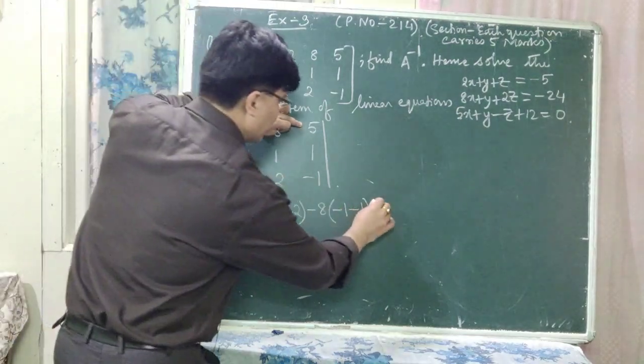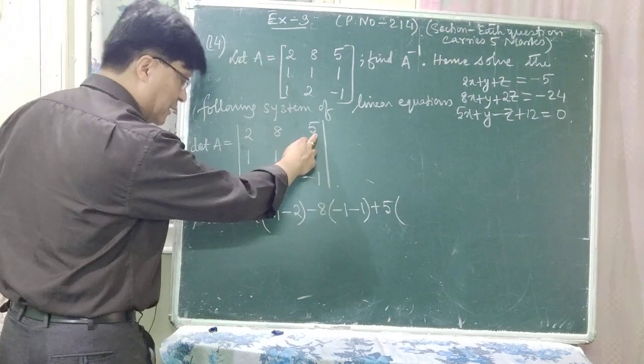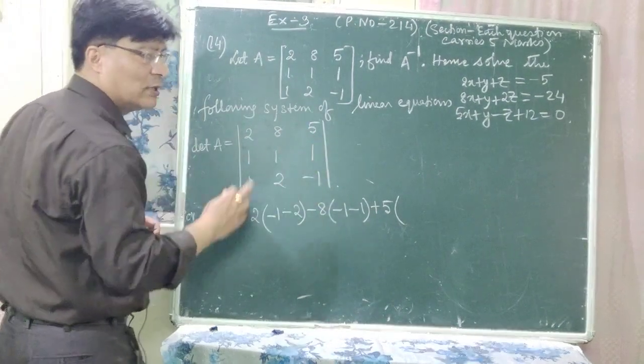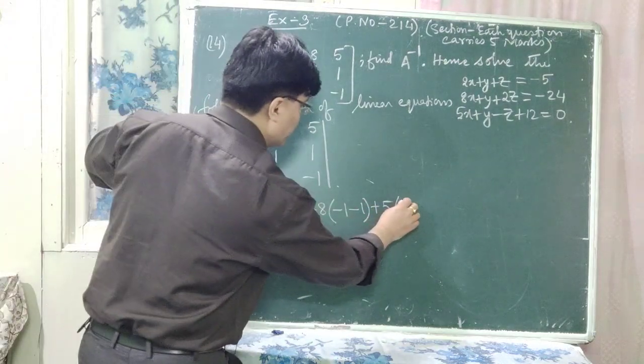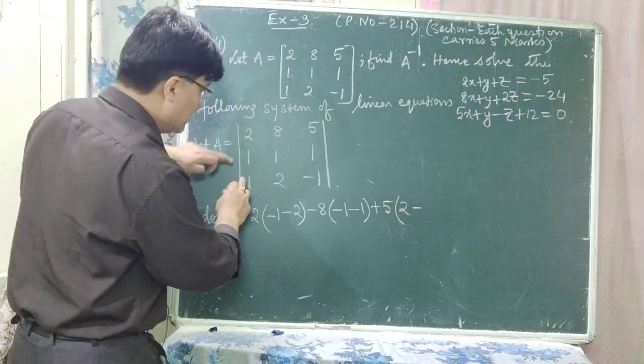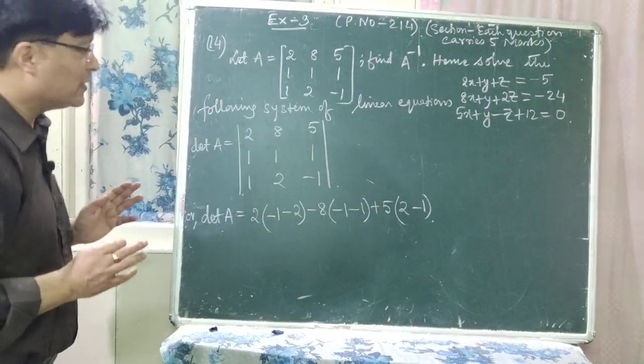Then comes plus 5. Now delete the row and the column through the element 5. That is first row and third column are deleted. What remains? 1, 1, 1, 2. That is 2 ones are 2. Then always minus sign is there, so 1 ones are 1. So we have expanded it.